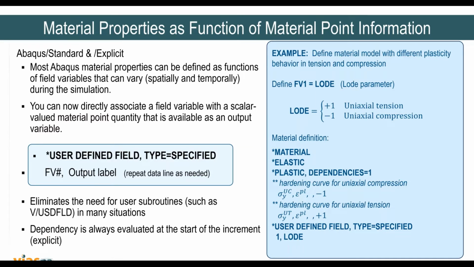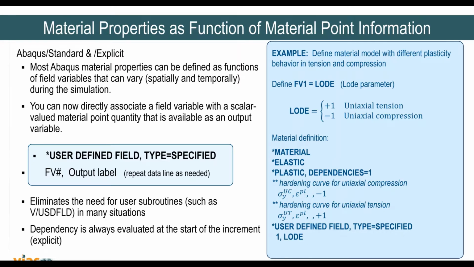First of all, the enhancement that we have is related to the material properties. Now you can define them as a function of material point information, and that is available in both Abaqus Standard and Explicit. As you must be aware, in Abaqus, most material properties can be defined as a function of a field variable, like the material property can vary as a function of space, as a function of the coordinate system, as a function of time. That has been there for a long time.